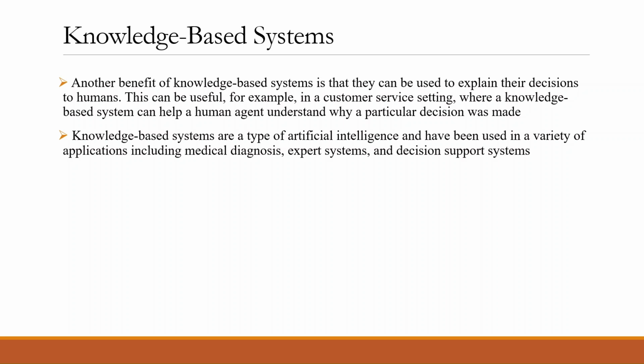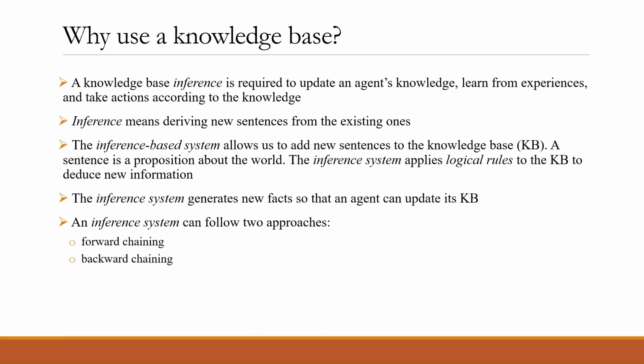Another benefit of knowledge-based systems is that they can be used to explain their decisions to humans. This can be useful, for instance, in a customer service setting where a knowledge-based system can help a human agent understand why a particular decision was made. Knowledge-based systems are a type of artificial intelligence and have been used in a variety of applications, including medical diagnosis, expert systems, or decision support systems.